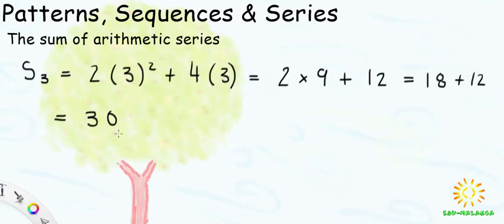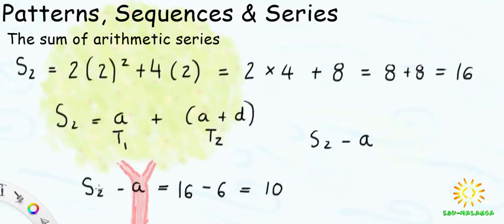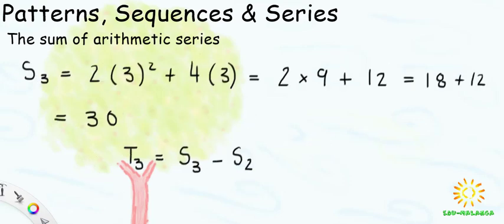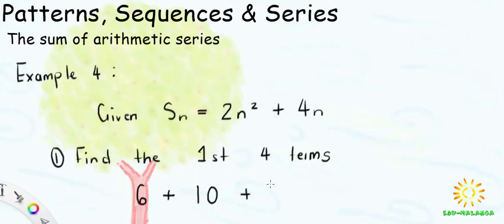Again, for you to find term number 3, you're going to have S3 minus S2. You're going to have to subtract what you've just calculated over here with the sum of the first 2 terms, and the difference is going to be the third term. So term number 3 is then going to equal 30 minus 16, because our S2 we solved for as 16, and that's equal to the number 14. If we come back to this page, it's plus 14.